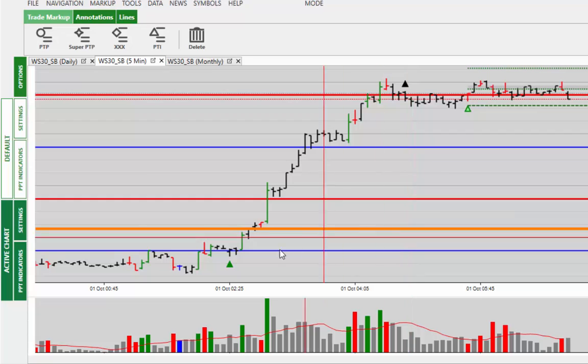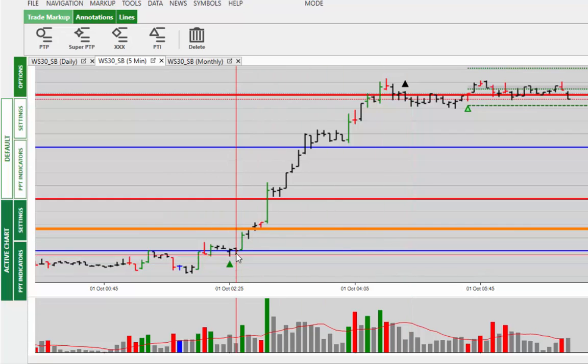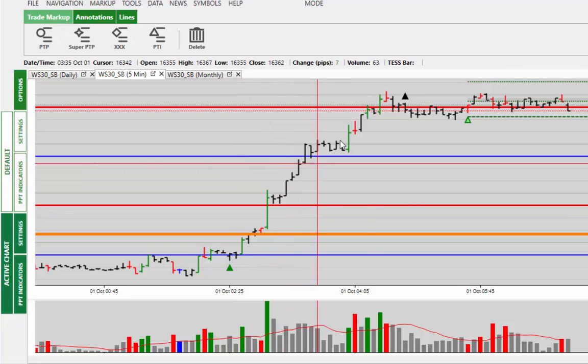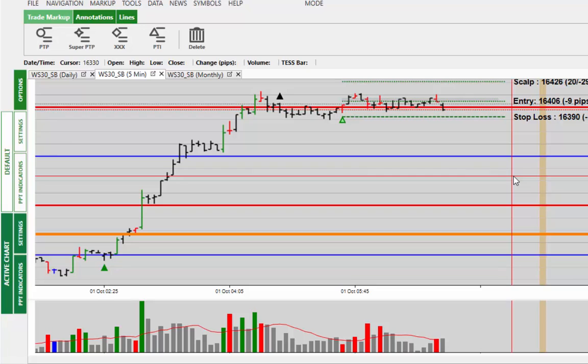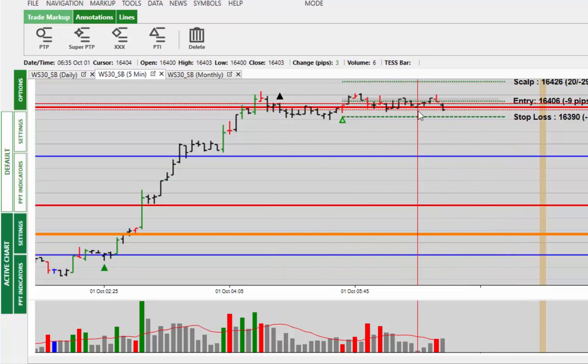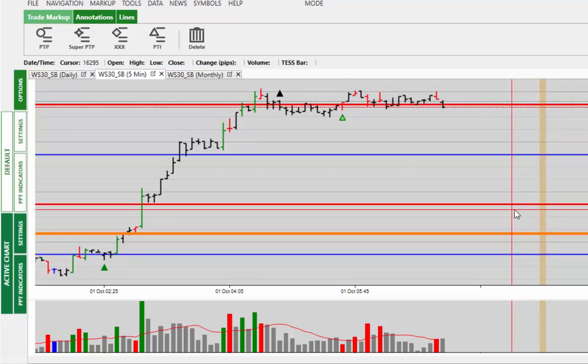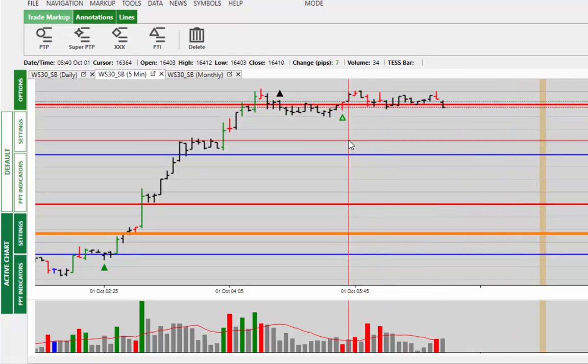Again, the market continues to move higher. We had the market closing above the psychological level here at 16,250, and the market has just driven higher. Another 150 points in the background there, and now the market going into this sideways quiet phase again. I have no idea why the market's doing this.